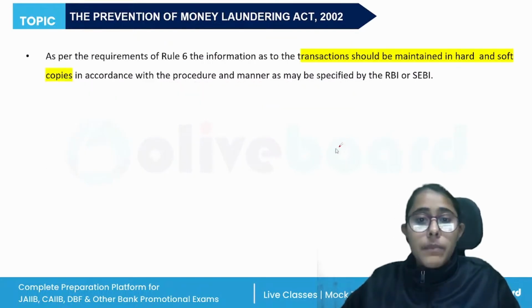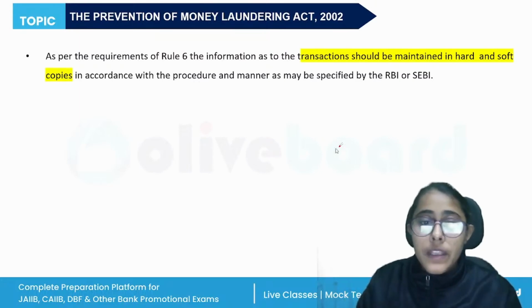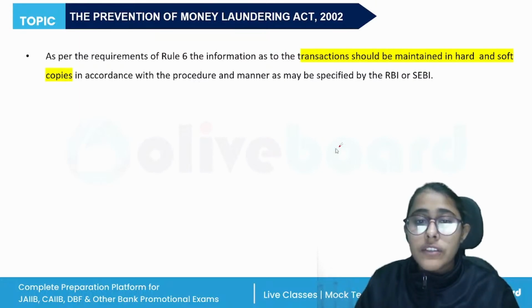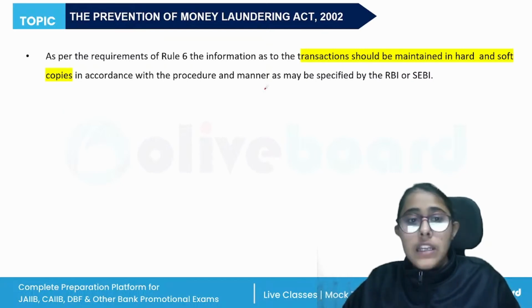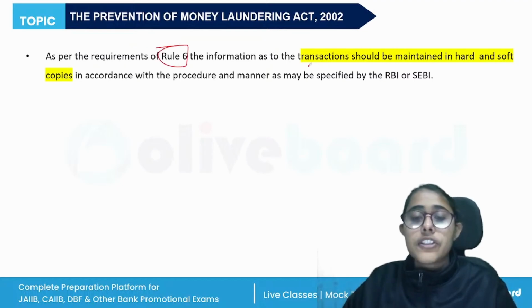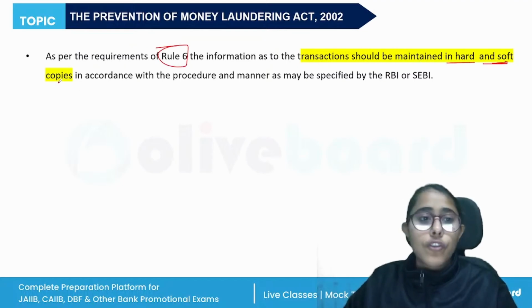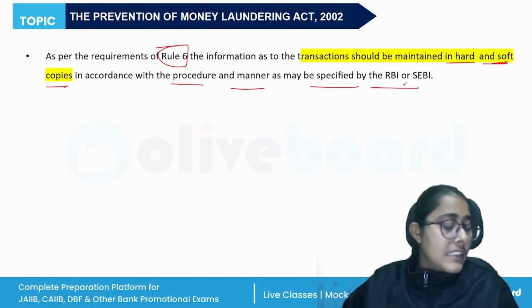Then if we talk about the form in which these records will be maintained, the information which is maintained, the procedure, then as per the requirements of Rule 6, the information as to the transaction should be maintained in hard and soft copies in accordance with the procedure and manner which is specified by RBI or SEBI.